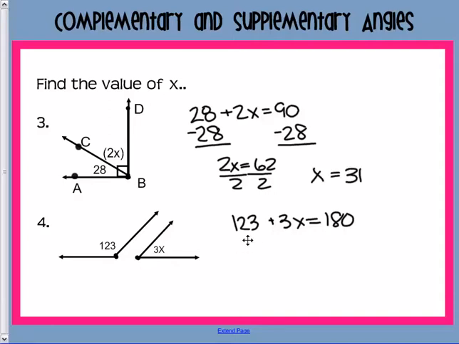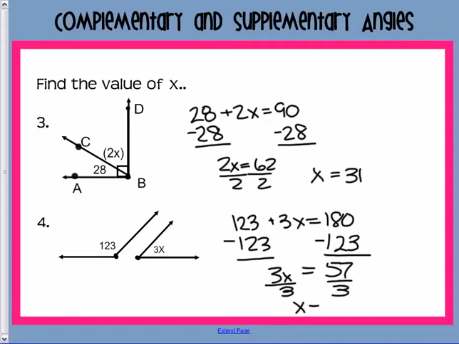All right, down here, 123 and 3x give us a straight line, 180. So if I take 123 away from 180, and you can use a calculator, remember, on this unit. So when you subtract, you get 57 equals 3x. Divide by 3, and x equals 19. Okay? Let's look at a couple more.